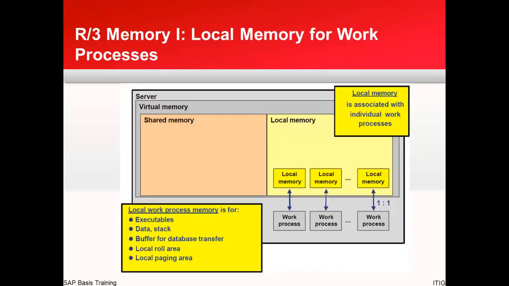Next is R3 memory, basically the local memory for work processes. Here you can see the local memory is allocated to the different work processes. You have a number of work processes. Okay, so local memory is for the executables, for the data, for the stack, for the buffer for database transfer, local role area, and local paging area.